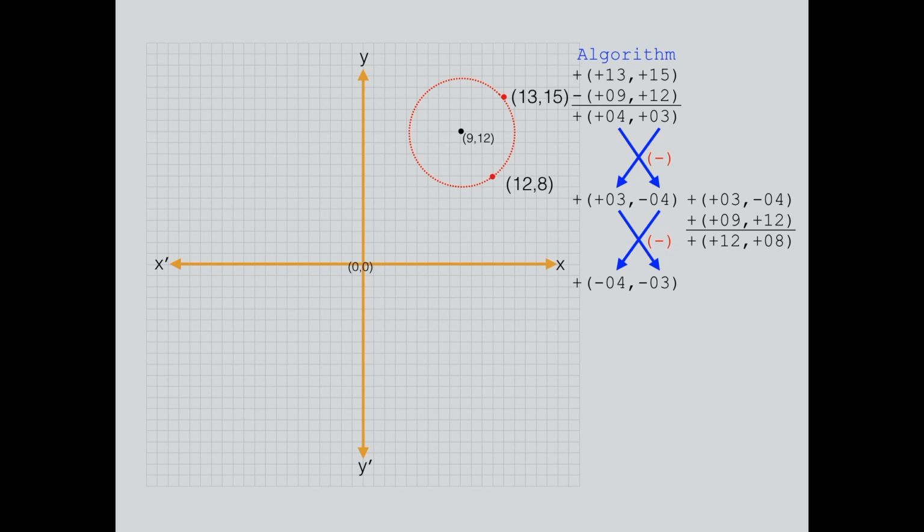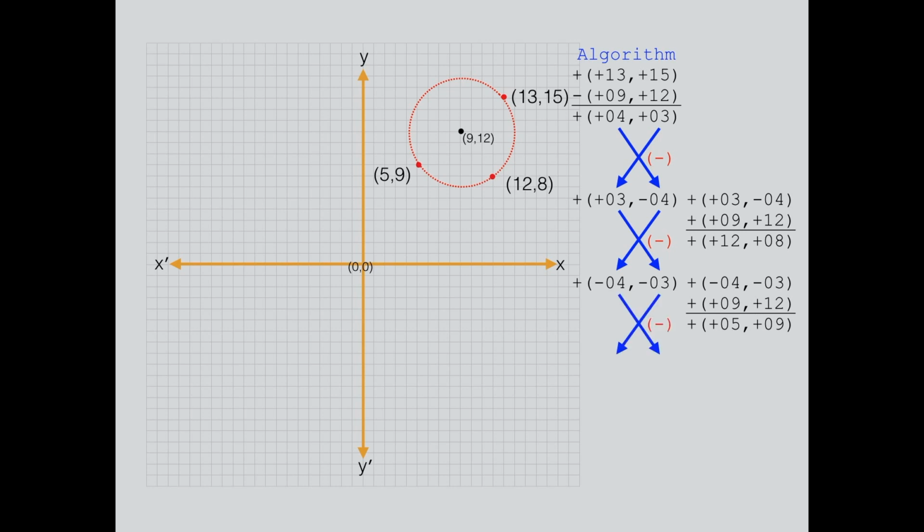But again, we need to decode it. And so what we do is we bring it to the side, we add 9,12, and we end up with 5,9. And using this value, we can put that on the grid, label it, and as you can see, that is indeed 90 degrees clockwise from 12,8 and 180 degrees clockwise from 13,15. And then again, that is about the point 9,12 and not from the origin.